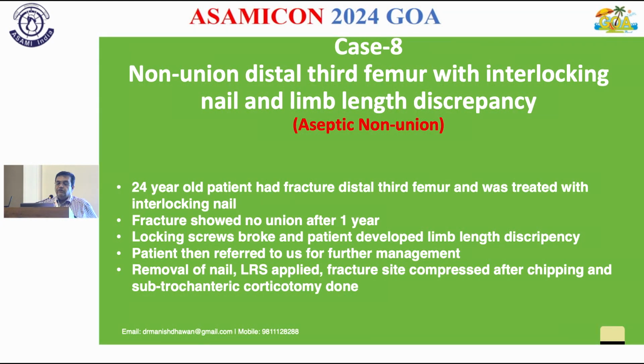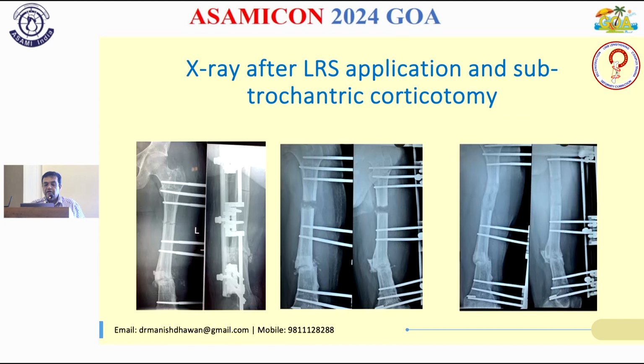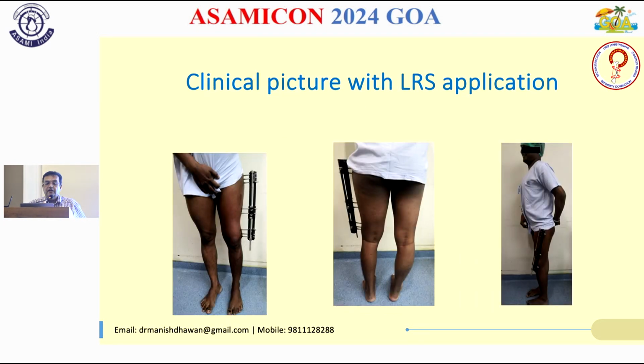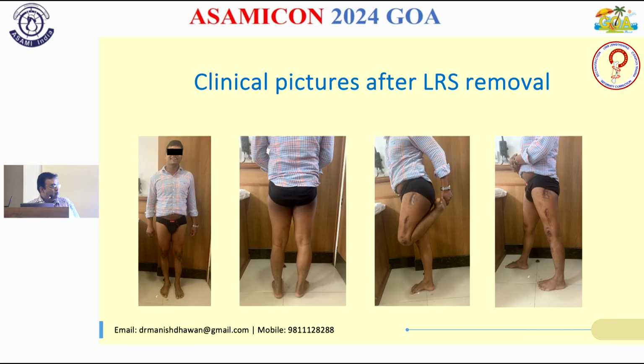So this is a 24-year-old patient, had a fractured distal third tibia and treated with interlocking nail, and there was no union, and locking screws had broken also, and then we applied LRS. This is the situation. You see there is a non-union. Removed the nail and excised the non-union, did a proximal corticotomy in the tibia and see the union. See his knee movements.